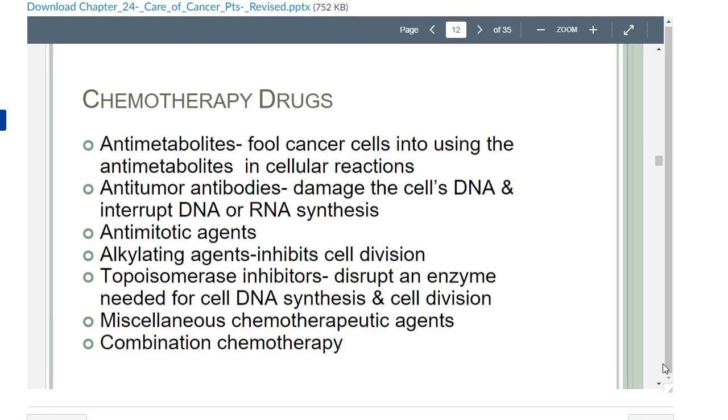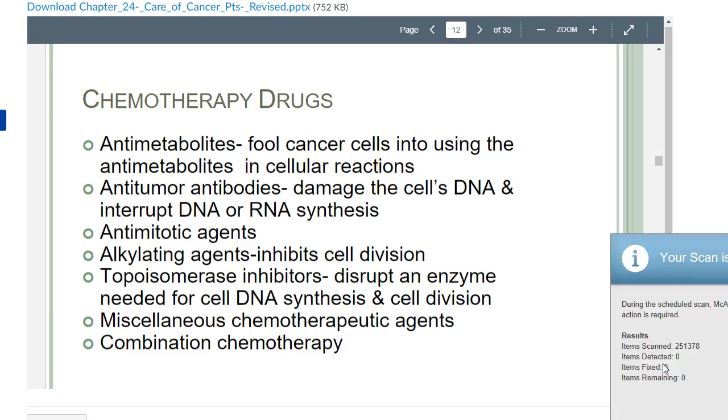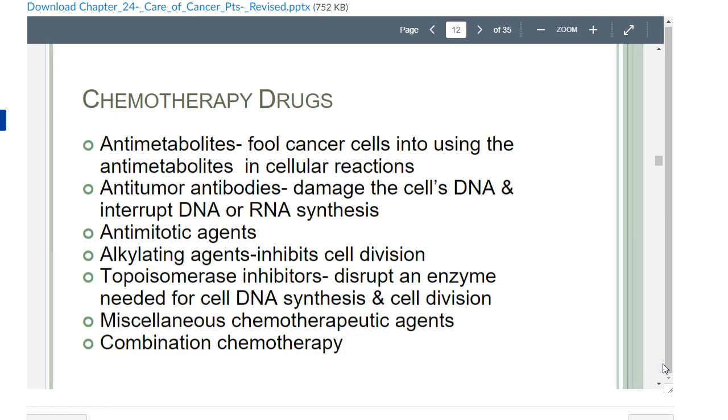Alkylating agents inhibit cell division. Topoisomerase inhibitors disrupt an enzyme needed for cell DNA synthesis and cell division. And then there's also miscellaneous chemotherapeutic agents. And of course, we talked previously about combination therapy. You never want to use two drugs that have the same nadir. And again, nadir is that bone marrow activity where the cells are all at their lowest.